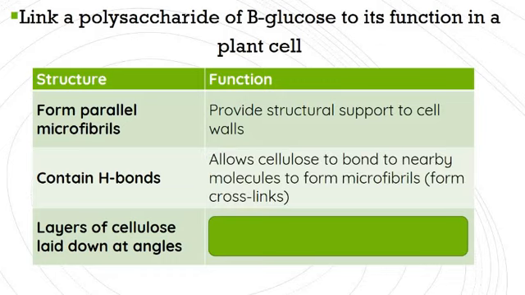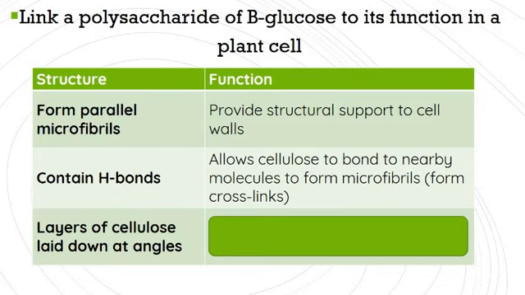Having those hydrogen bonds allows the cellulose to bond to nearby molecules to form those microfibrils. So if you imagine we cut all of those different bonds together, those strands wouldn't be held together nearly as well, and they'd all fall apart. So if they're falling apart without these hydrogen bonds in place, then it is much weaker as a structure. So having these hydrogen bonds in the cellulose microfibrils keeps it together nice and tight.